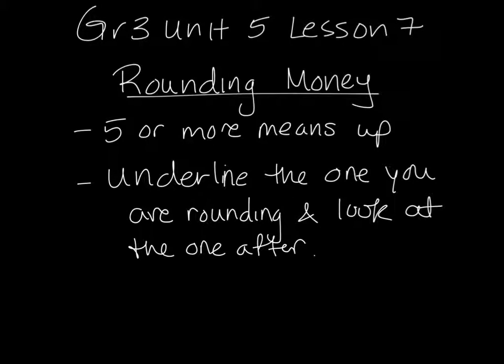Okay, and now on lesson 7, we're talking about rounding money. This is just like rounding numbers, only now we have 2 decimal places. Remember, one thing is we underline the one you want to round and then look at the one after. When we look at the one after, if it's 5 or more, it rounds up. If it's under 5, then we stay the same. Let's look at some examples.